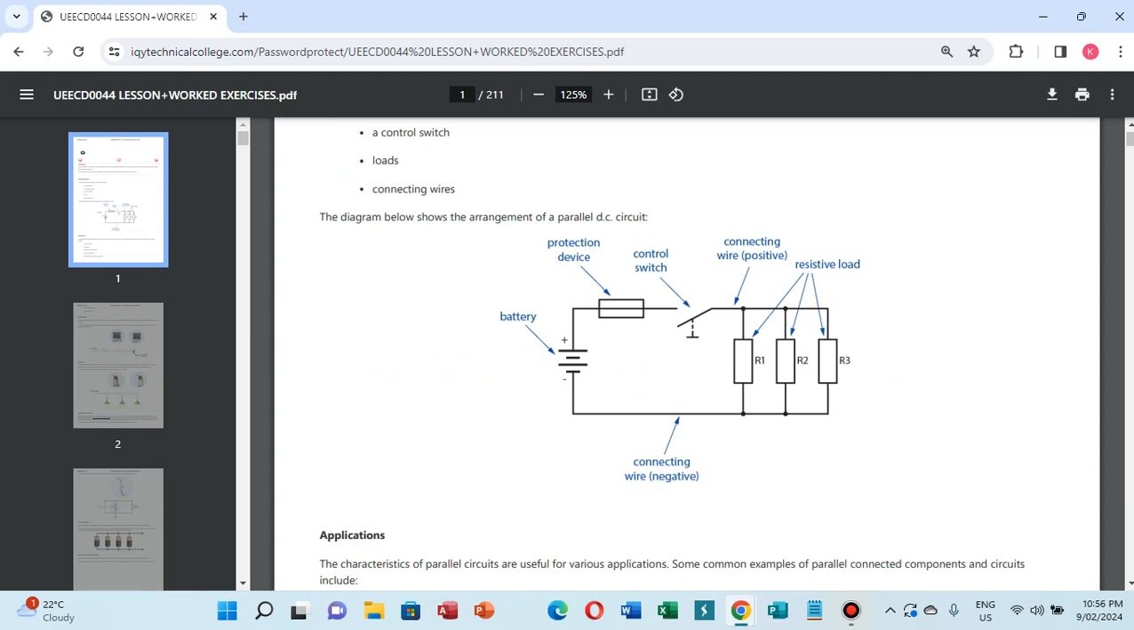This is the circuit, the electrical circuit. So this is the battery supplying the protection device, and then all the electrical loads are connected to the battery.